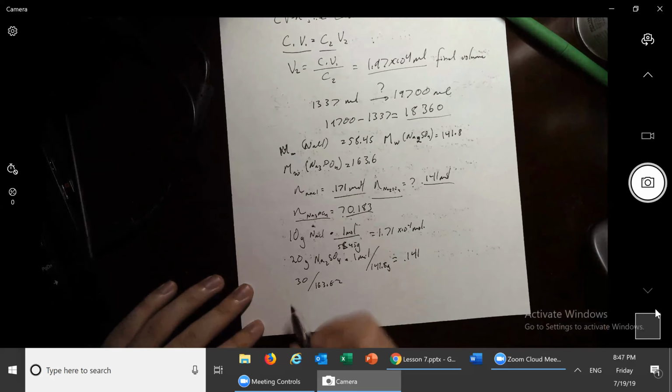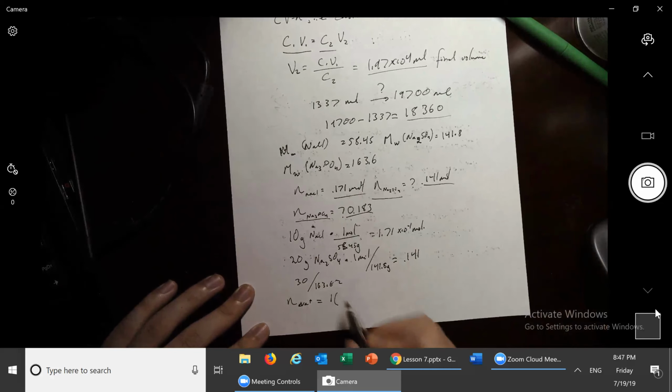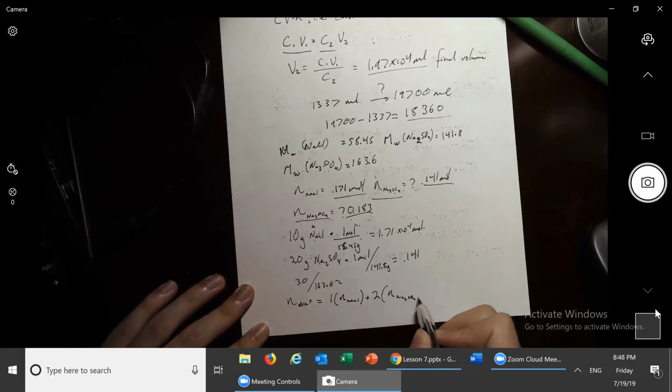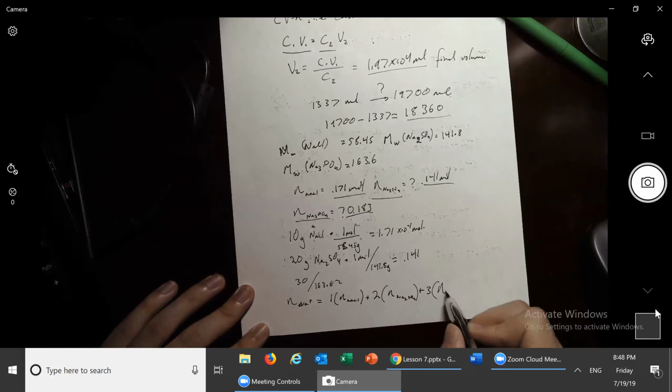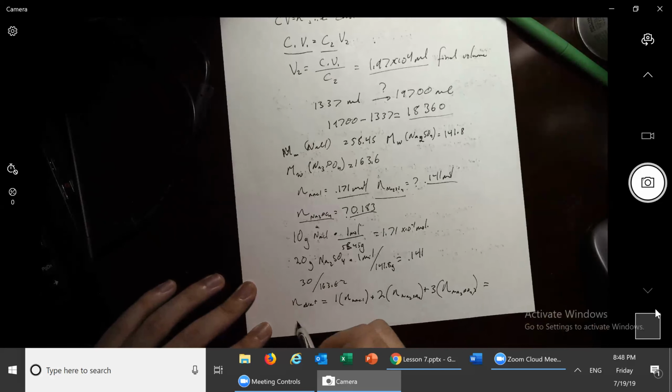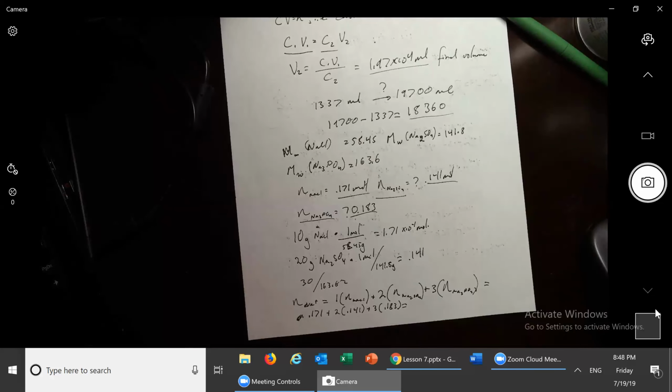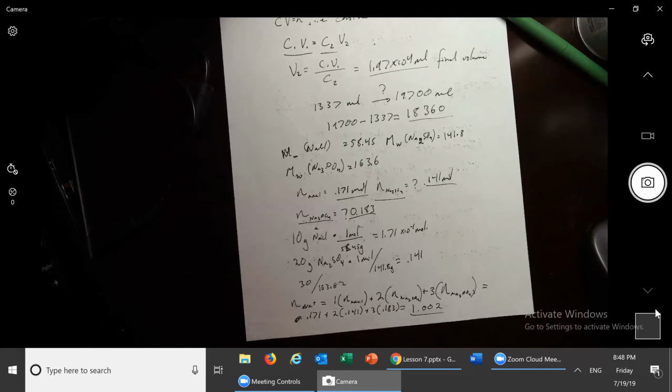So therefore, you agree that the total number of sodium ions is the sum of all of the parts, right? So therefore, N of sodium equals 1 times N of sodium chloride plus 2 times N of sodium sulfate plus 3 times N of sodium phosphate, and then this equals 0.171 plus 2 times 0.141 plus 3 times 0.183, and this equals 1.002. So we have 1.002 moles of sodium.